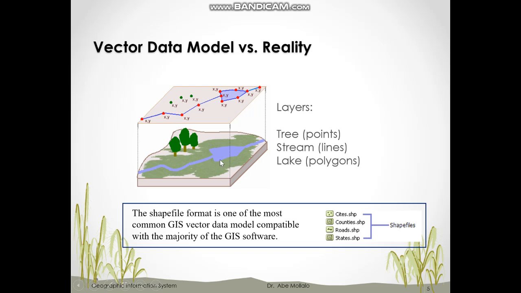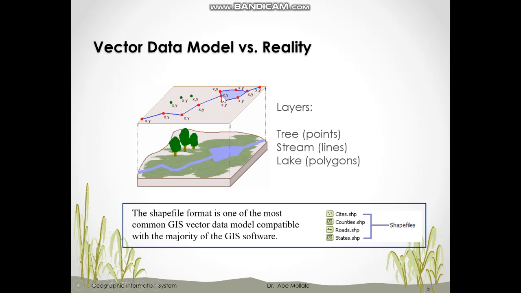This river or stream can be abstracted or recorded as a polyline. That's a series of coordinates: x1, y1, x2, y2, x3, y3, and all the way up to xn, yn. And this lake can be abstracted as a polygon, right? It's recorded as a number of paired series of coordinates.